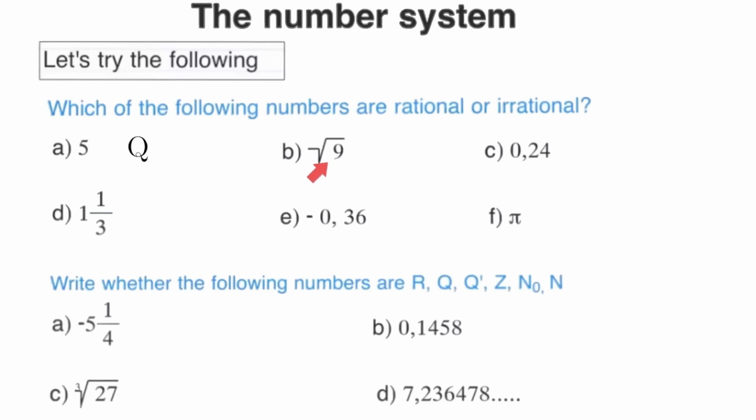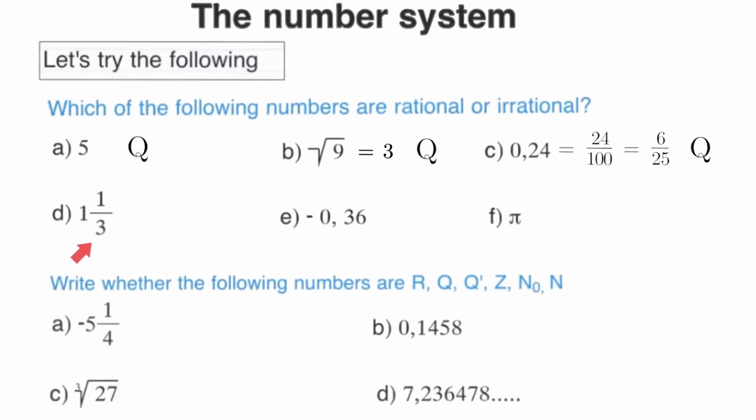Then our next one is the square root of 9. Now that is not a number, it's still a calculation, and once we do the calculation we see that the answer is 3, and we can write 3 as 3 over 1, so it is rational. Then our next one is 0.24. This is a decimal fraction that ends, so we know that it's rational. Now let me just quickly show you. 0.24, we can write it as 24 over 100, and that simplifies to 6 over 25. So we can write it as a over b, and we have rational numbers.